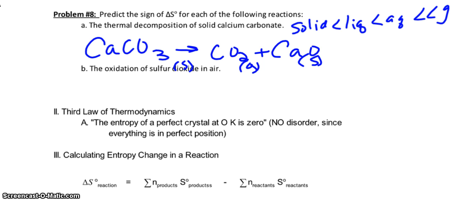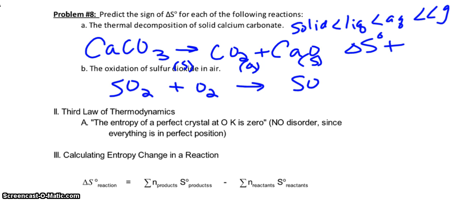So let me write that down. Because you made that gas, the delta S increases. Now, what about the oxidation of sulfur dioxide in air? If I take SO2 and add oxygen to it, I'm going to make sulfur trioxide. And what's wrong with this? It is not balanced. So we need to go ahead and balance this. I believe I need to put a 2 here and a 2 here, and I think it's balanced. So these are all gases.